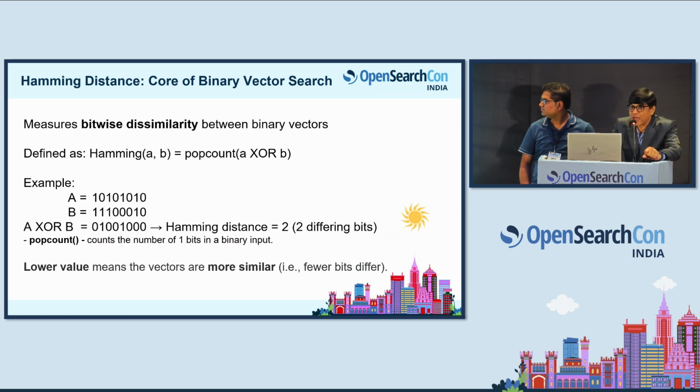Why Hamming distance, what is Hamming distance, and how do these calculations happen? If you look at this, I hope you're able to see my pointer. These are your vectors, binary vectors, ones and zeros.